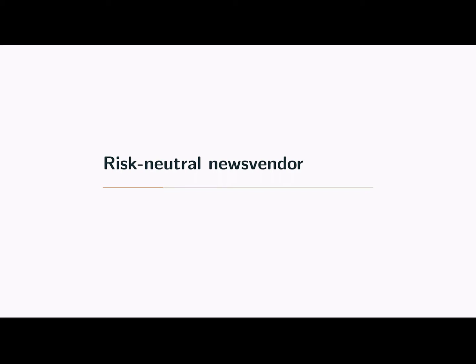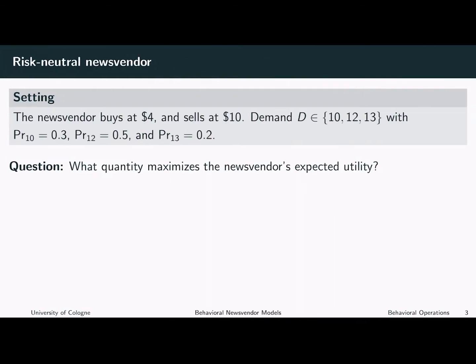Let us start with looking at a risk-neutral news vendor. We will first ask the question, what quantity maximizes the news vendor's expected utility? One way to answer this question is just to calculate the expected utility, or in this case, the expected profits that are associated with the different order quantities.